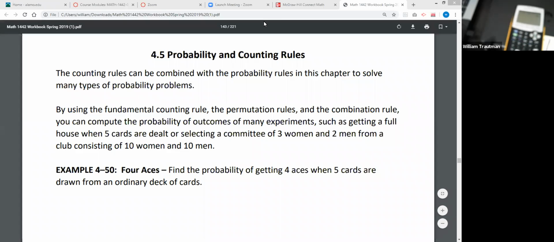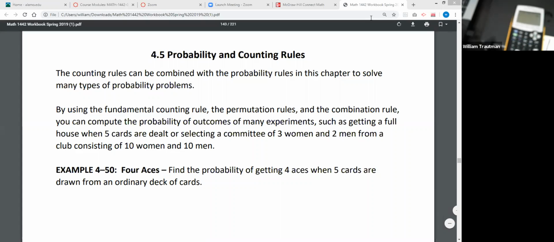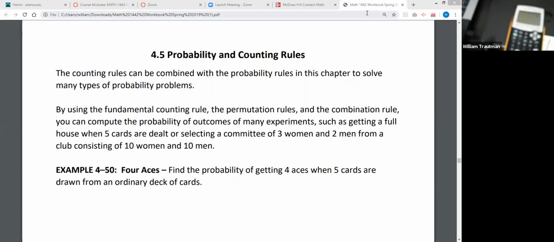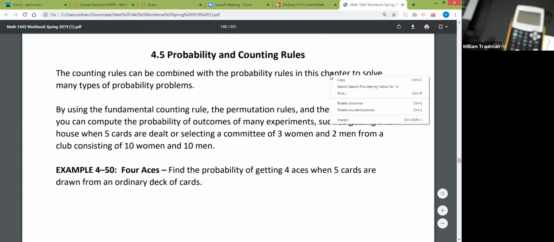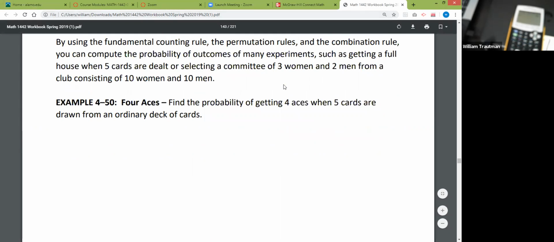Okay, so 4.5. Once again, there's only 3 homework problems for us in 4.5. I hate to tell you this, but I don't believe these problems are on the test or the final, but we do have to look at them and think about them for a second. Since there's only 3, these are a little bit harder, but we don't put these on the test.